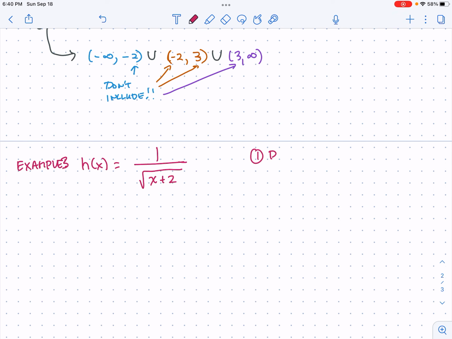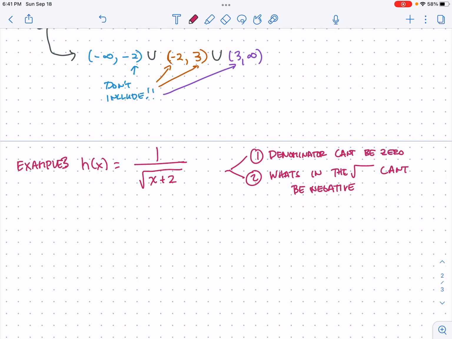The first thing is our denominator can't be 0. And what's under this radical sign, what's in the square root, can't be negative. So previously when we had a square root, we said that what's under there had to be bigger than or equal to 0. But putting these two together leads us to see that we need x plus 2 to be bigger than 0. Okay, so we're not going to do x plus 2 is greater than or equal to 0 because it is in the denominator.